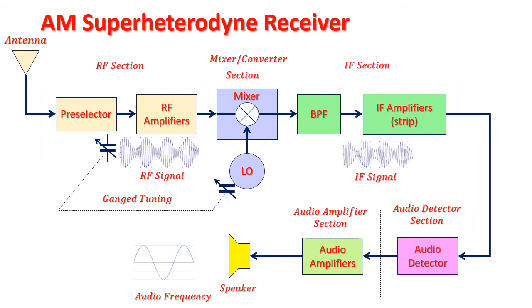The advantages of including RF amplifiers in a receiver include greater gain, thus better sensitivity, improved image frequency rejection, better signal-to-noise ratio, and better selectivity.